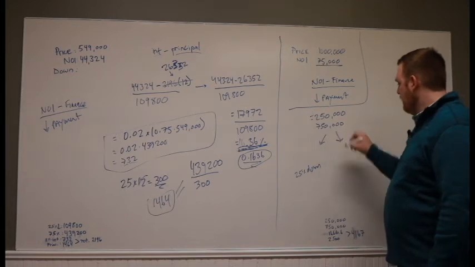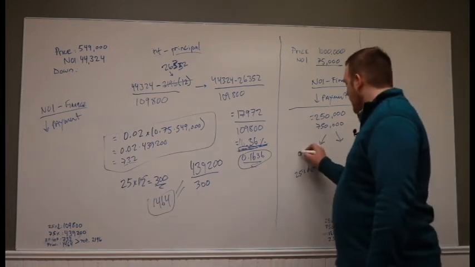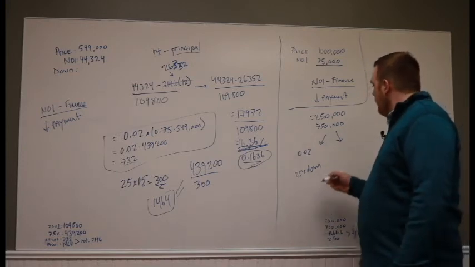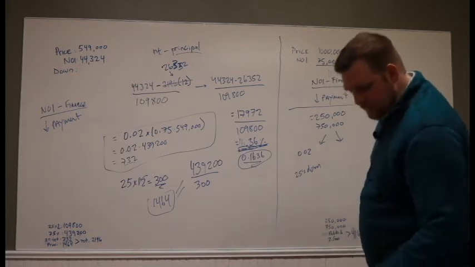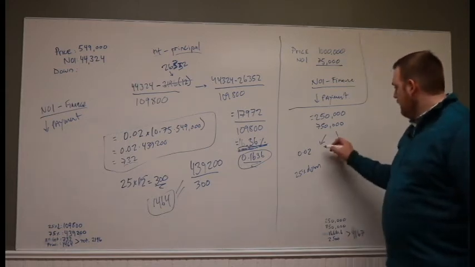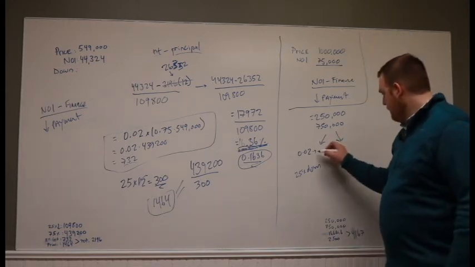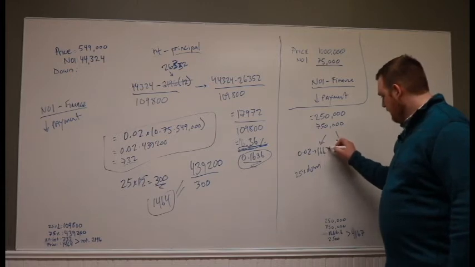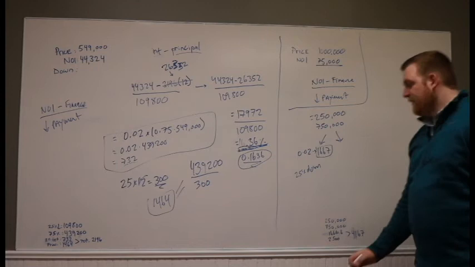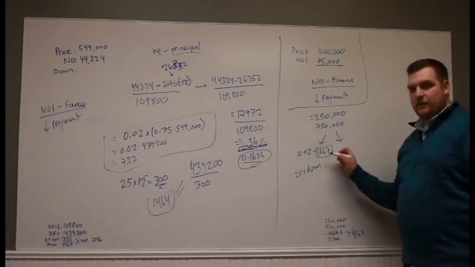There's interest and there's principal. Let's do interest first. At 2% interest, which is typical right now, sometimes you can get even a little bit lower, on $750,000, that's $1,667 per month in interest payments.